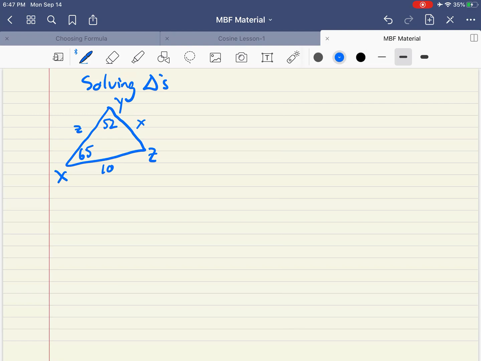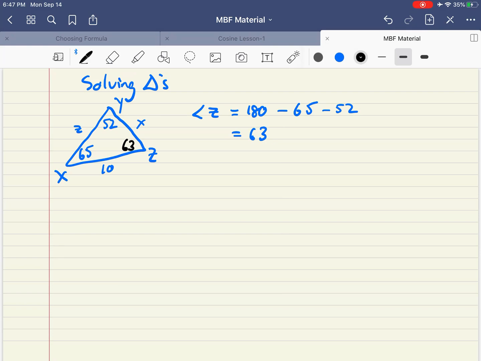Okay. So the very first thing we're going to do is find angle Z. I keep saying side Z, angle Z is what I want. Angle Z is going to equal 180 minus 65 degrees minus 52. And that is going to equal 63 degrees. Okay, so 63, I'm going to label that in there. So that was one of the missing pieces of the triangle.